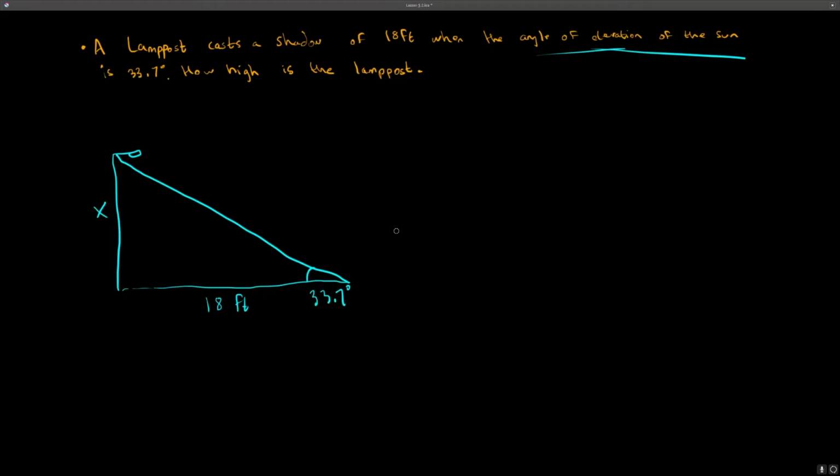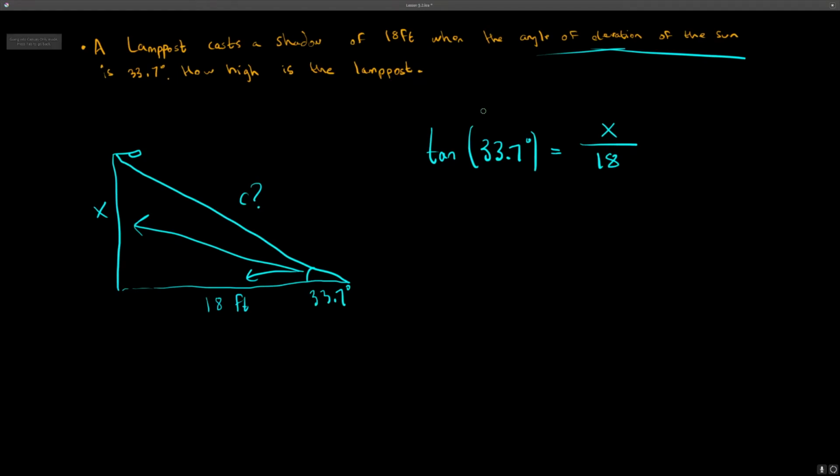And now we have everything basically. So we have the opposite and we have the adjacent. We don't have the hypotenuse, so we can use tangent. So tangent 33.7 degrees is going to be equal to opposite over adjacent, so x over 18. And we can find the height this way. So now we can just solve this.